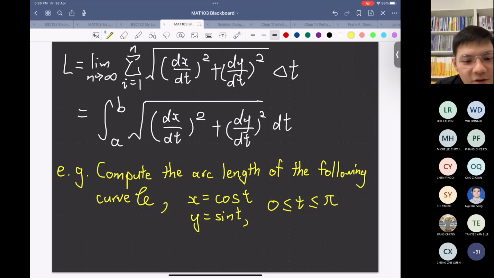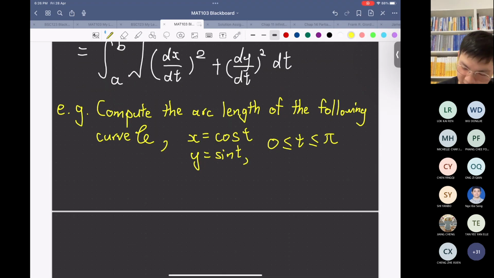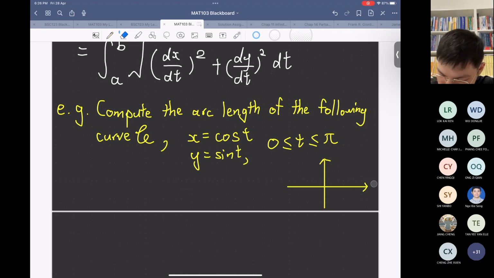Does this curve look familiar to you? What's this curve? Does anyone know? Circle. Yes, circle, but not a whole circle, right? This is not a full circle because t is only from 0 to pi. Half. Okay, so it's the top half of the circle.